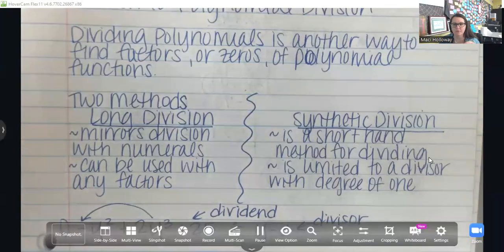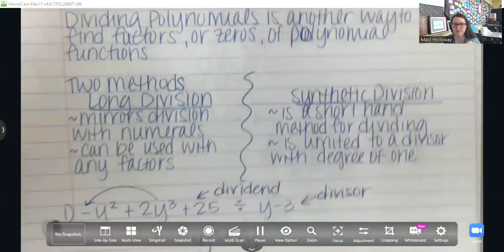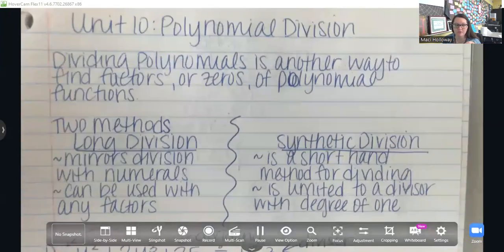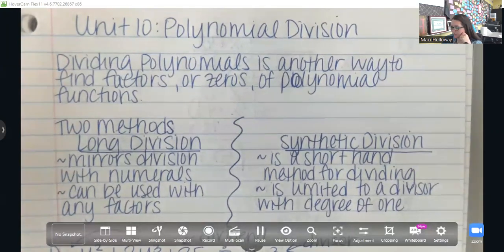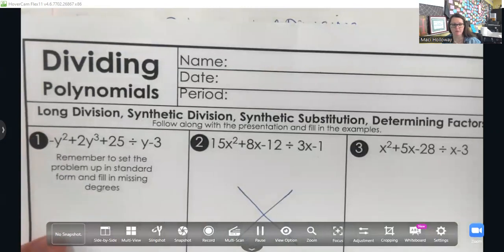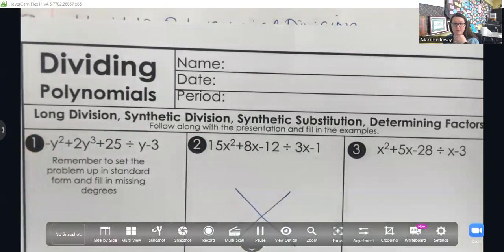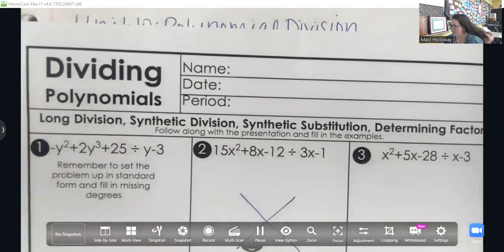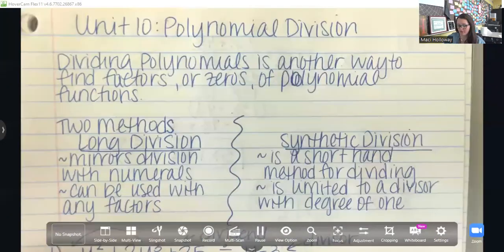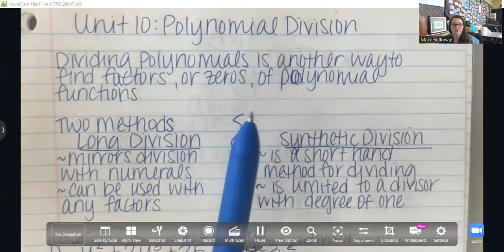All right, so we are going to move into our very last set of notes, which is polynomial division. If you want to title your journal, you can do that, or you can follow along in the paper that you received from class. I'm just going to do it in my journal because I feel like I'm not going to have enough room, so I want to make sure that I show you everything that you need to be shown.